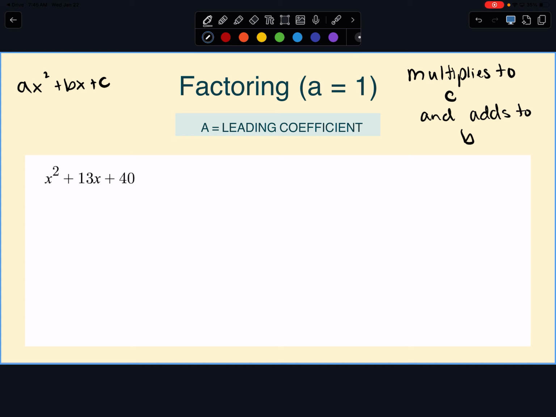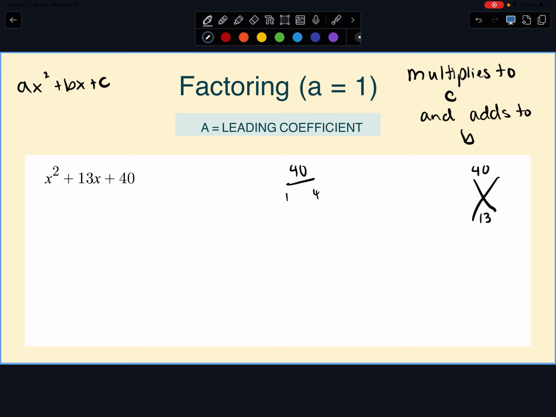So if I want to come up with that, there's lots of different ways that people do this. I like to use the X puzzle with what it needs to multiply to on top and add to on the bottom. But whatever quick way you've learned to factor, you can use yours as long as it's consistent and gets the job done. If I want things to multiply to 40 and add to 13, I'm going to start by making a list of factors of 40.